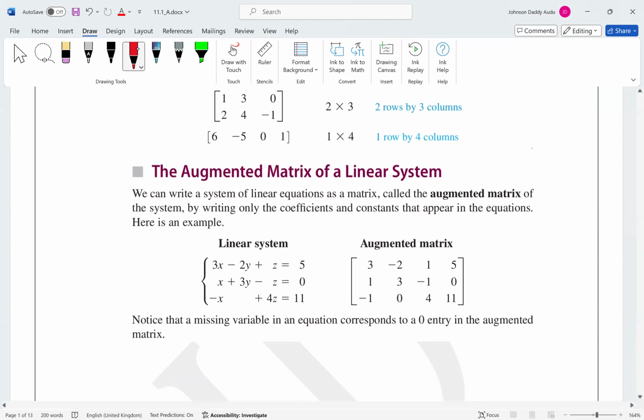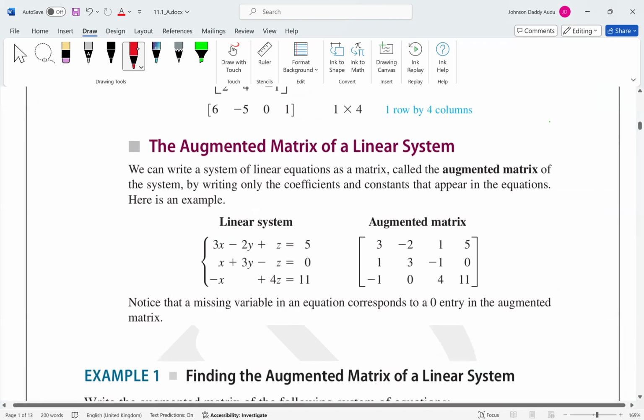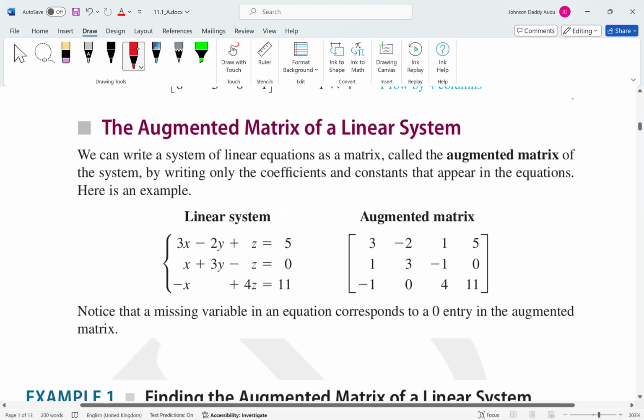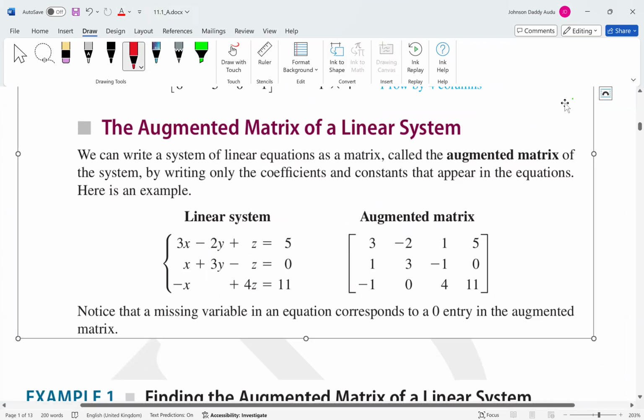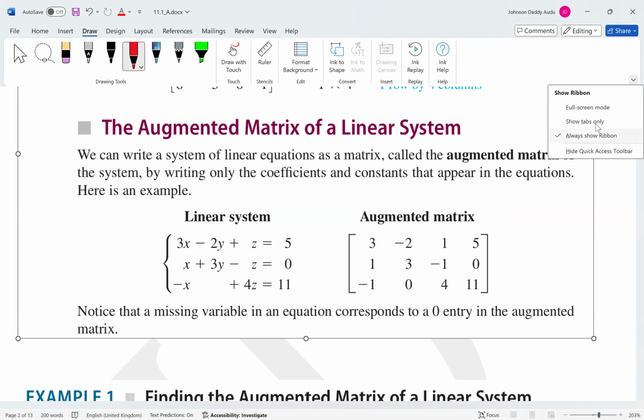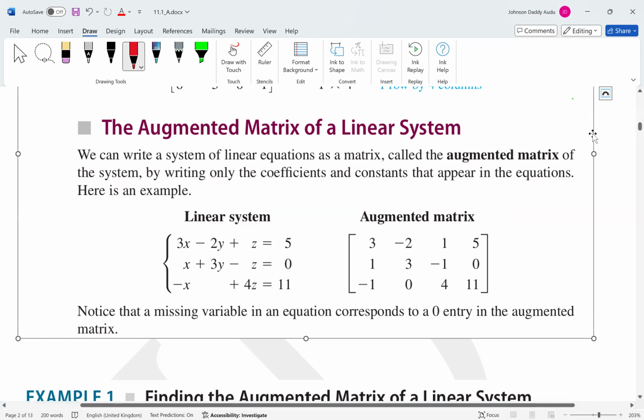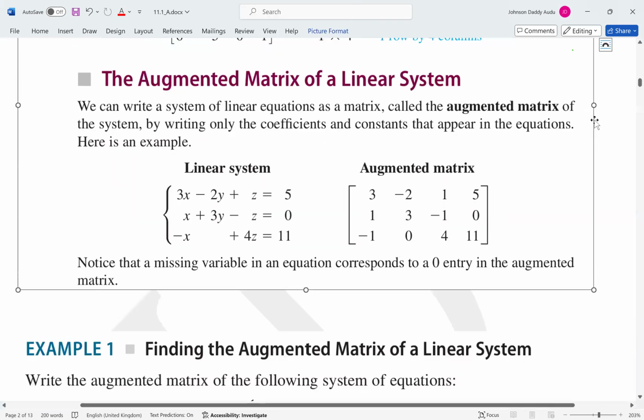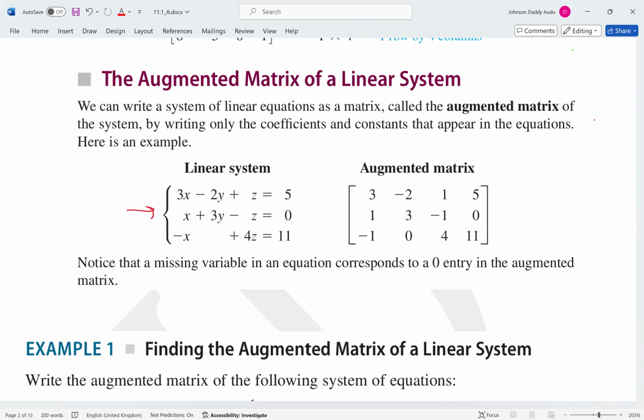Another thing we will discuss here is what we call the augmented matrix. So what is an augmented matrix? An augmented matrix is a matrix we get from a linear system of equations. What does that mean? If you have a linear system of equations, look at this one. This is a linear system of equations. From this system, we can get two matrices.